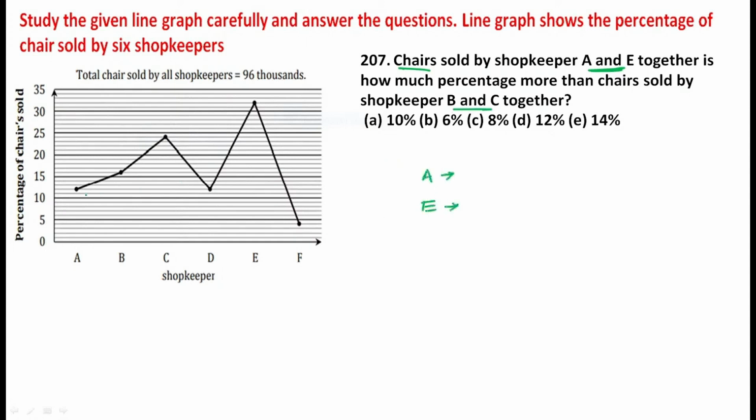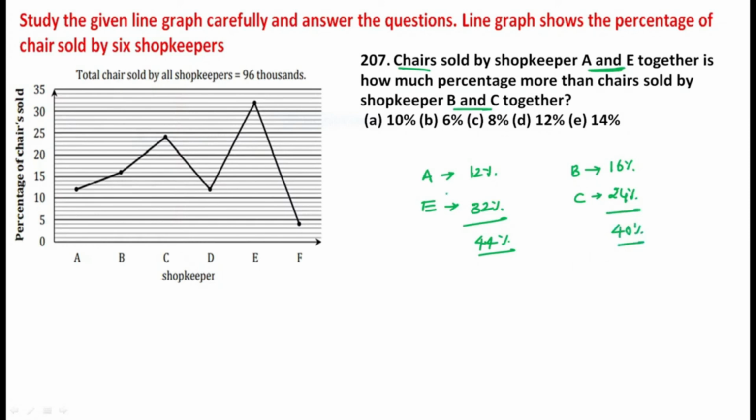Again, you have to identify that A value is exactly equal to 12%, and E value is exactly equal to 32%. Now the sum of these two numbers is exactly equal to 44. In the same way, you have to identify the B and C percentages. B value is exactly 16 percent and C value is exactly 24 percent, and the sum of these two numbers is exactly 40%.